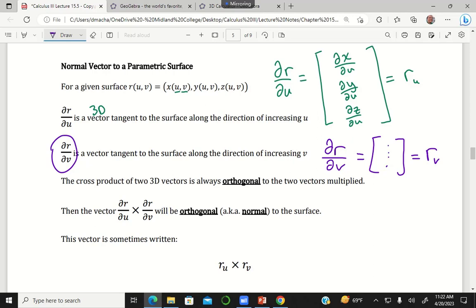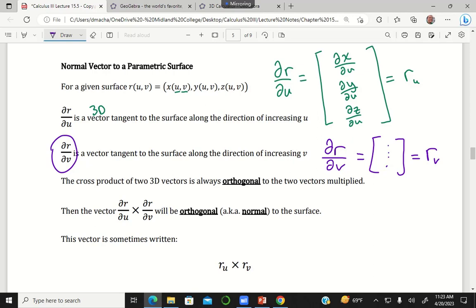Remember way back at the start of the semester, we said that the cross product of two 3D vectors is always going to be orthogonal to the two vectors that we multiplied, right? So like, if this over here is the vector we call A, and this here is the vector B.